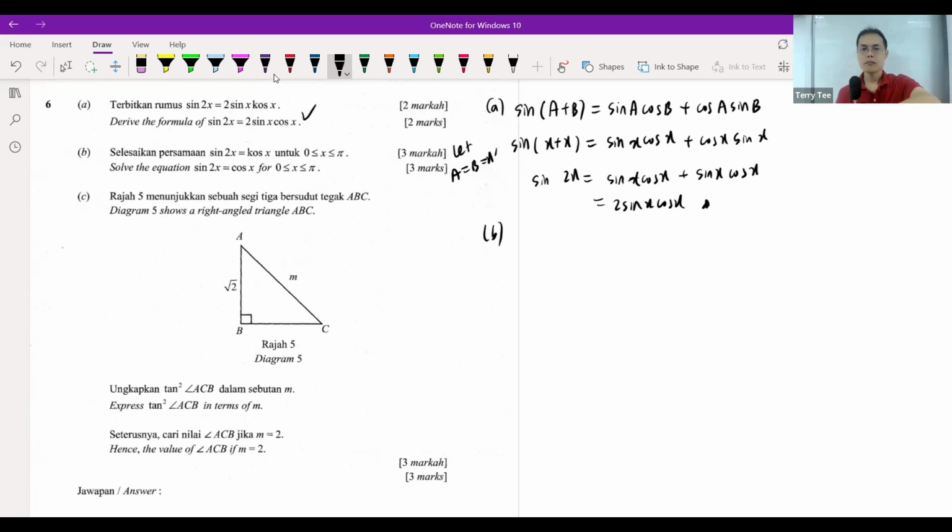All right. Now, this is the first part. Second part, solve this equation. So we can just use the result from the first part. We know that sine 2x is 2 sine x cos x.